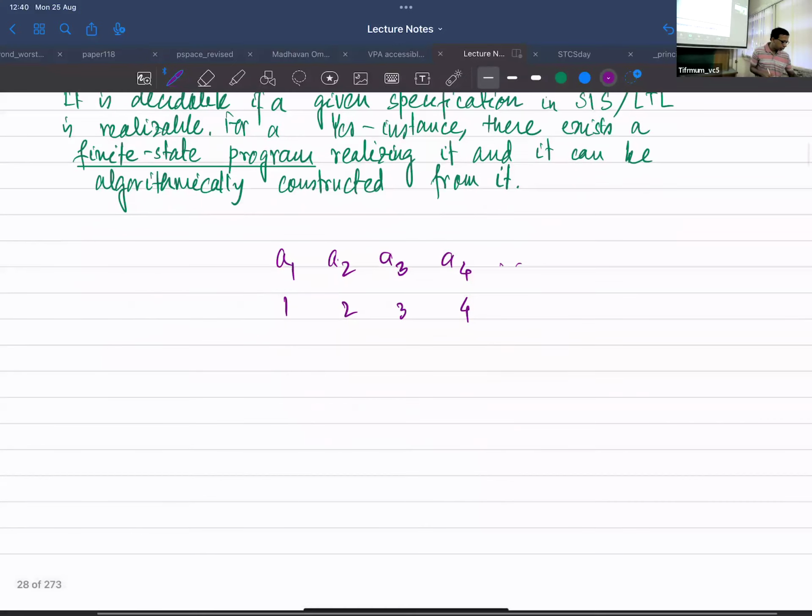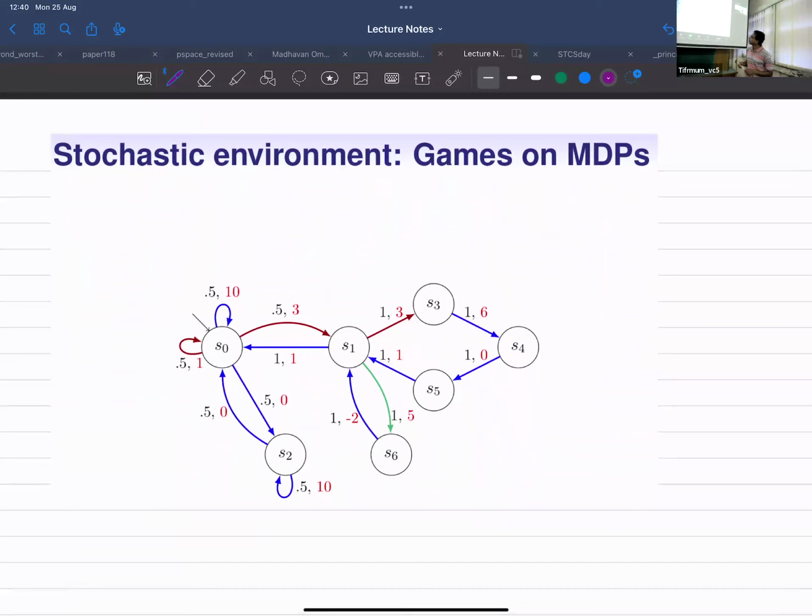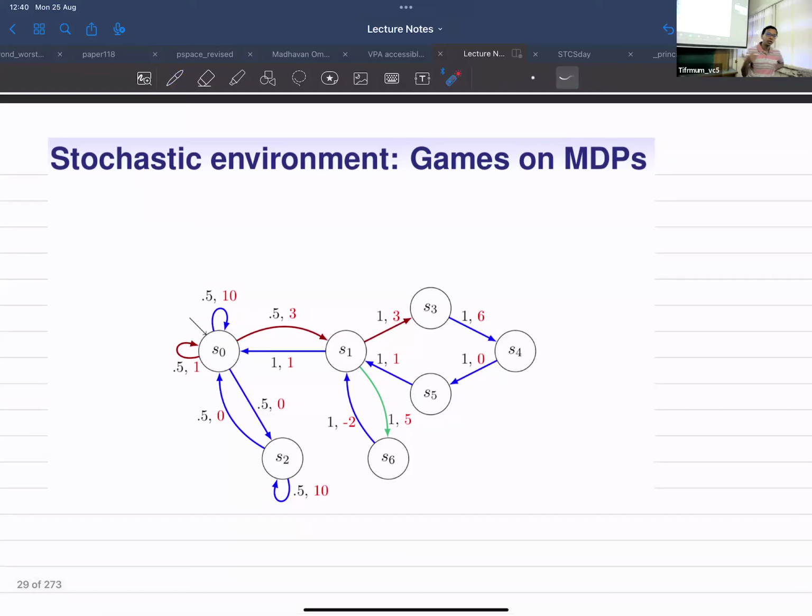So this is the Büchi-Landweber theorem. And I was talking about games on MDPs. I'm just showing an example of how an MDP typically looks. All these colors are nothing but distributions. So there is a green distribution here, a brown distribution, and here there is a brown, green, and a blue distribution.